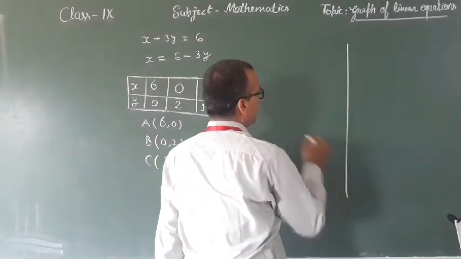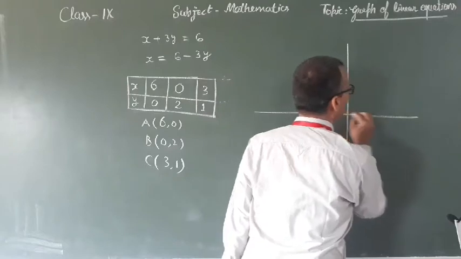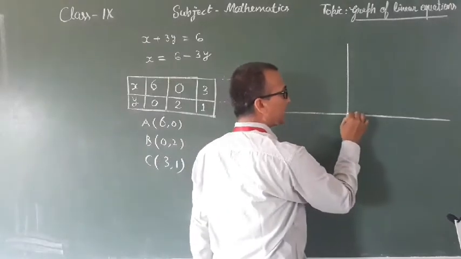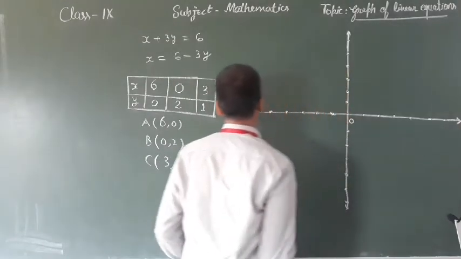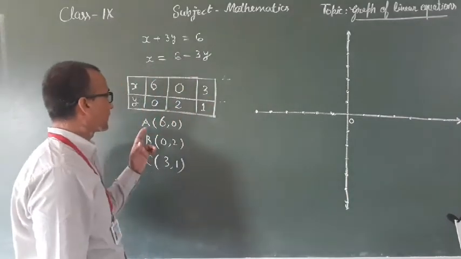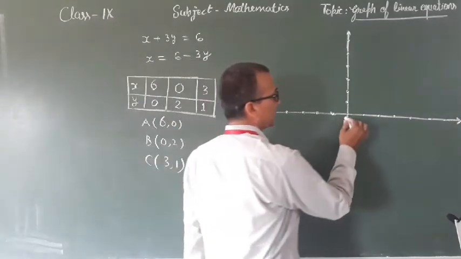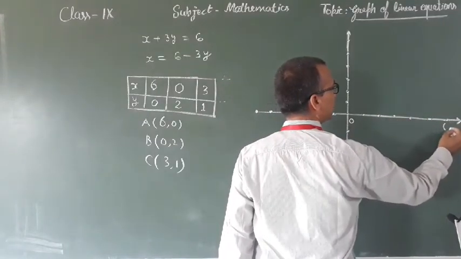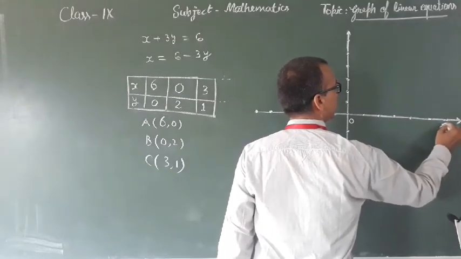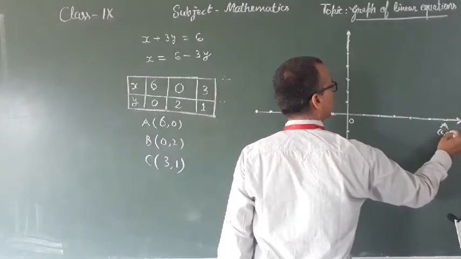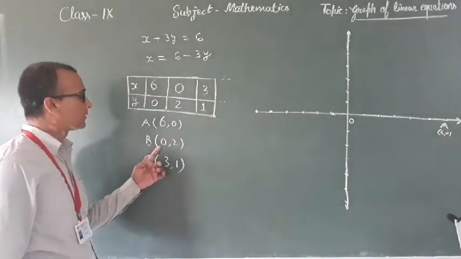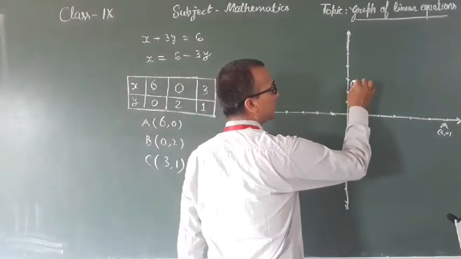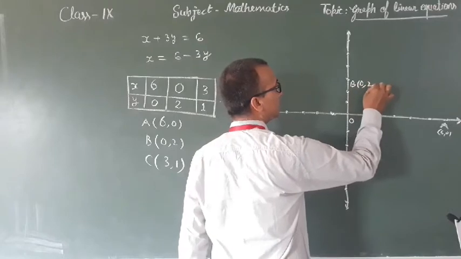Plot a Cartesian plane to show these points. It is origin. Now plot the point (6, 0). 1, 2, 3, 4, 5, 6. It will lie on x-axis. This point is A, that is (6, 0). Second point (0, 2). On x-axis 0 and then y-axis 2. This point is point B, (0, 2).